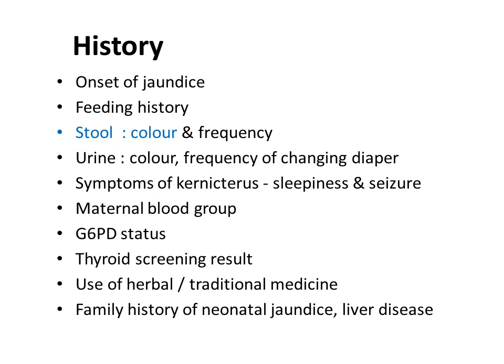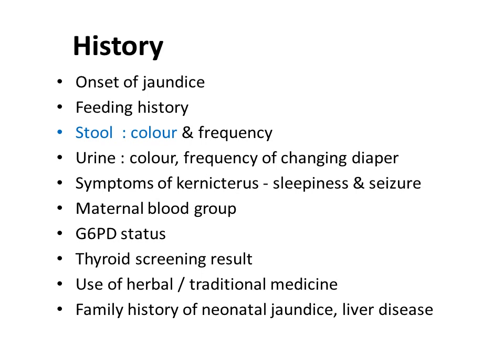The color of stool and urine is important, as a baby with obstructive jaundice may have pale stool and dark-colored urine. The frequency of bowel motion should also be asked, as a baby with congenital hypothyroidism may have constipation. Apart from that, the frequency of changing diaper for wet nappies gives us an idea about the amount of urine being produced. This is essential, as a baby who is dehydrated will pass less urine. We also need to ask about symptoms of kernicterus, such as sleepiness and seizure.